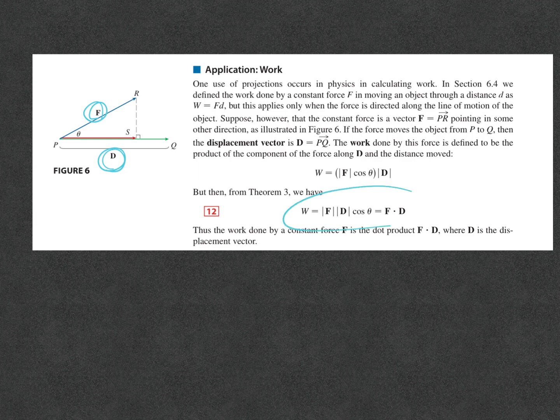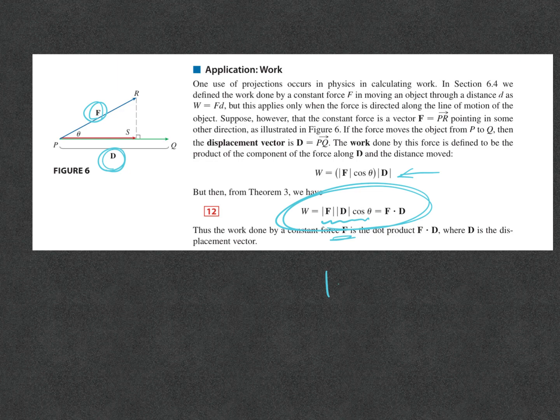So this is the formula we're going to use for work. The work done by a constant force F is the dot product F dot D, where D is the displacement vector. There's lots of things happening here. There's a formula where work equals the length of F times the cosine of theta times the length of the displacement. All we did in this middle part is rearrange it. If you look back at your definition of dot product, force dot displacement equals the length of the force times the length of the displacement times cosine of theta.